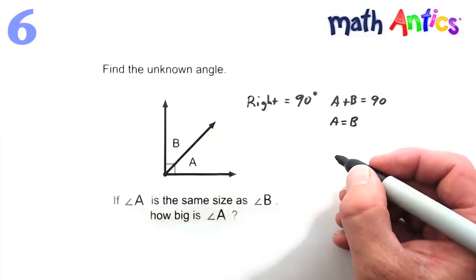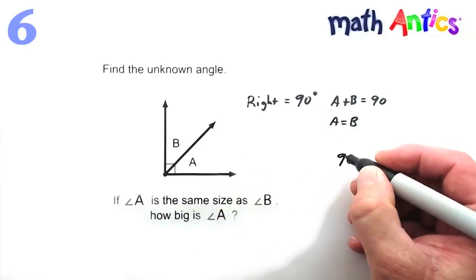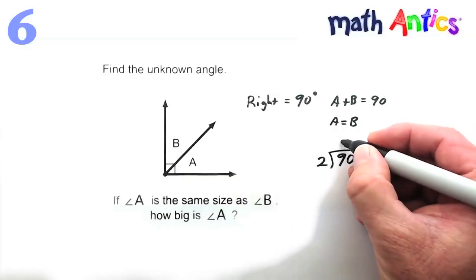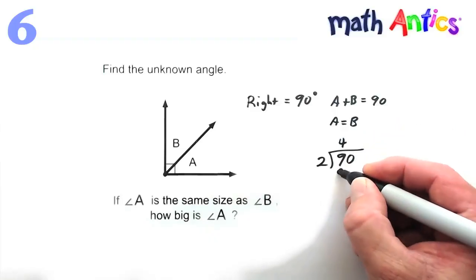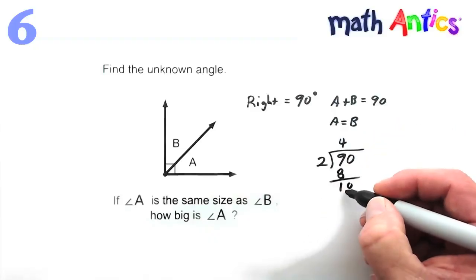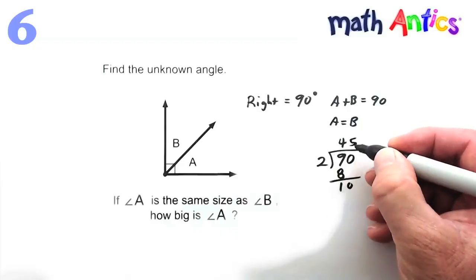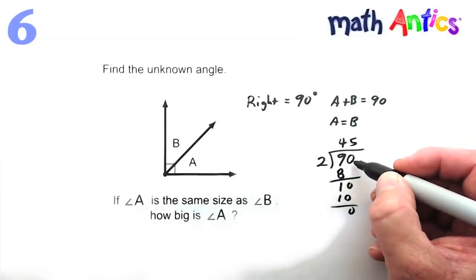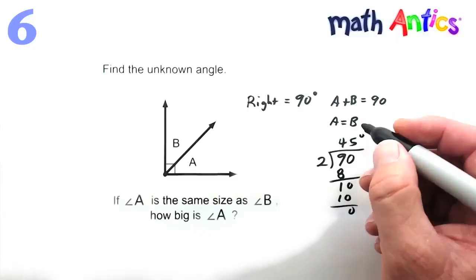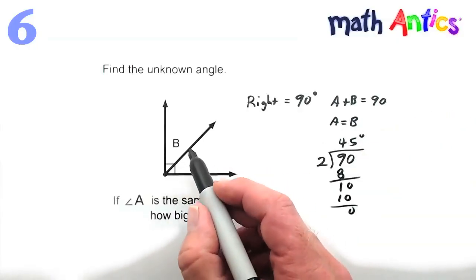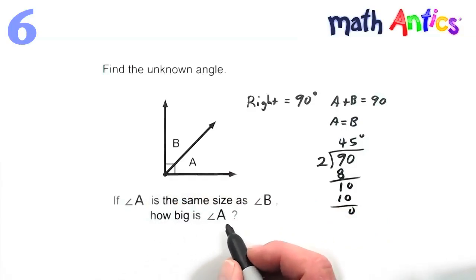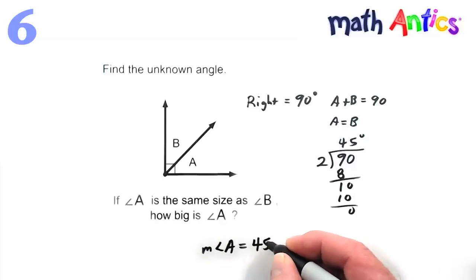So that means that if we take our total, 90 degrees, and divide it in half, divide by 2, 2 goes into 9 4 times, because that would give us 8. Subtract, we get 1 left over, bring down the 0, 10. 5 times 2 is 10. So exactly half of 90 degrees is 45 degrees. So both angle A and angle B must be 45 degrees. So how big is angle A? The measure of angle A equals 45 degrees.